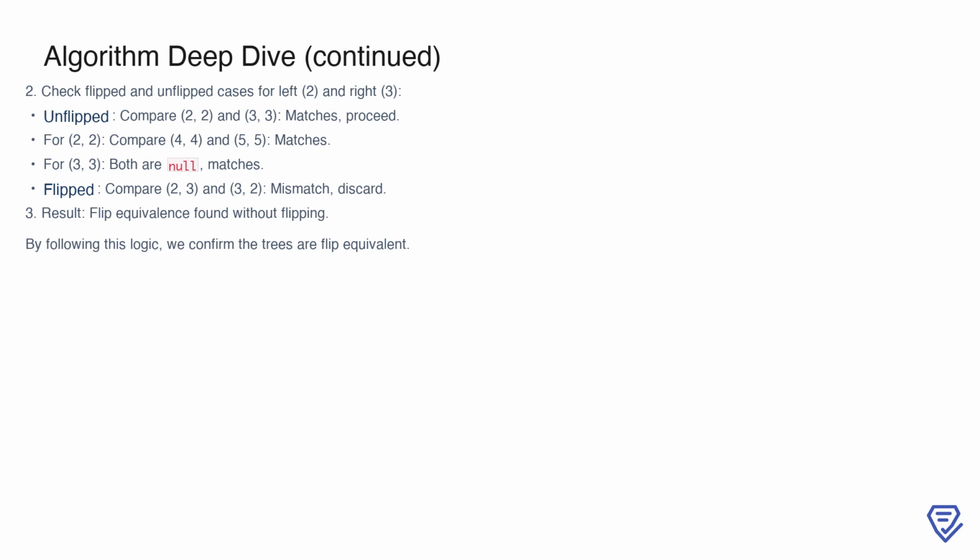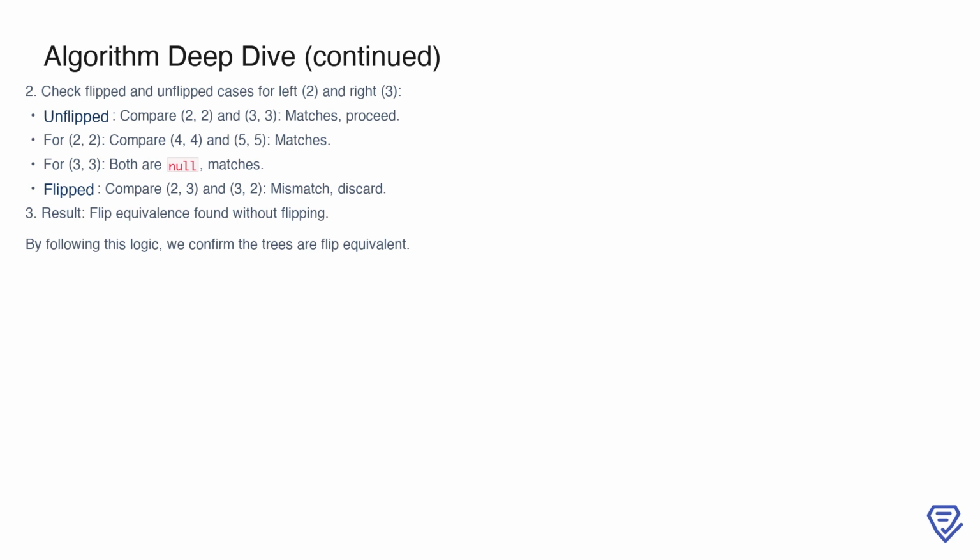First, let's check the unflipped case. We compare the left child of Tree 1's root, which is 2, with the left child of Tree 2's root, which is also 2. Similarly, we compare the right child of Tree 1's root, which is 3, with the right child of Tree 2's root, which is also 3. Since both pairs match, we move further down the trees. For the left child 2, we compare its children, 4 with 4 and 5 with 5. These match as well. For the right child 3, both are null, so they also match.